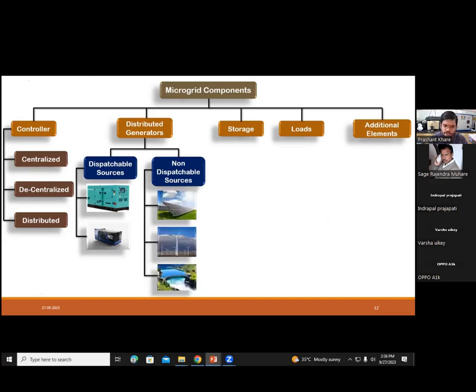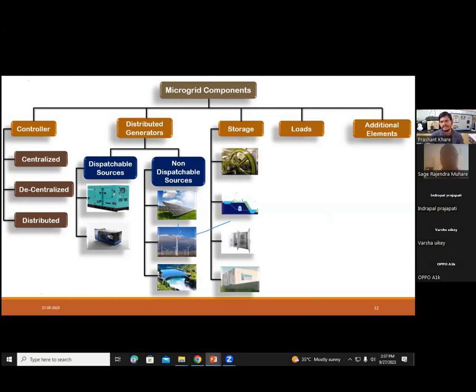So what are the non-dispatchable sources? These are solar, wind, or small hydro. Why are these called non-dispatchable? Because we cannot regulate their power output completely as per the load demand. See, solar PV has some restrictions based on weather forecasting and solar irradiance. We cannot increase the power beyond some particular limit. So these particular DERs are called non-dispatchable.